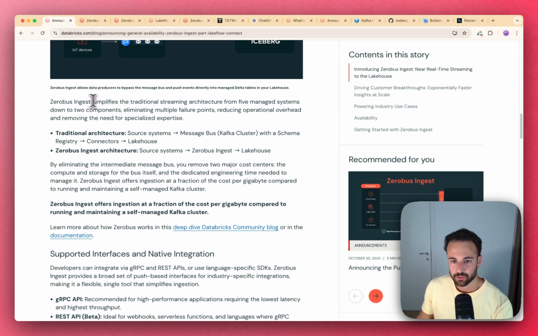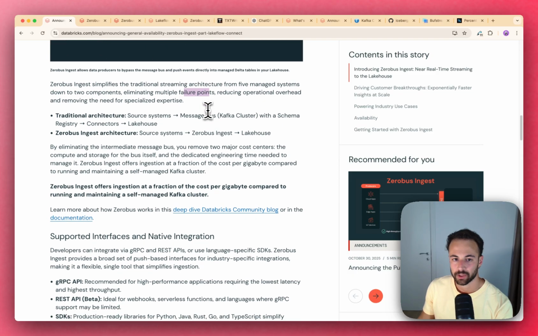Zerobus Ingest simplifies the traditional streaming architecture from 5 managed systems down to 2 components, eliminating multiple failure points, reducing operational overhead, and removing the need for specialized expertise. Traditional architectures go from source systems to a Kafka cluster with a schema registry, 2 connectors, to Lakehouse. And here it's source systems to Zerobus to Lakehouse.